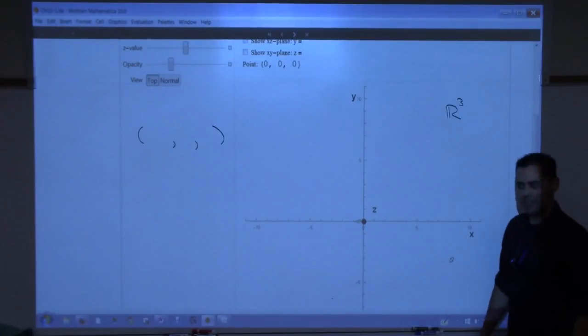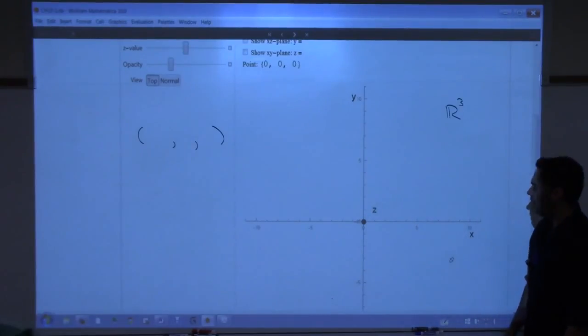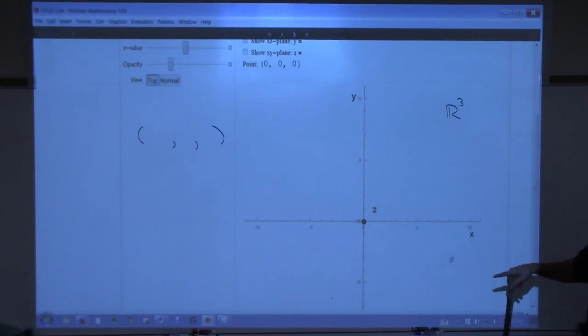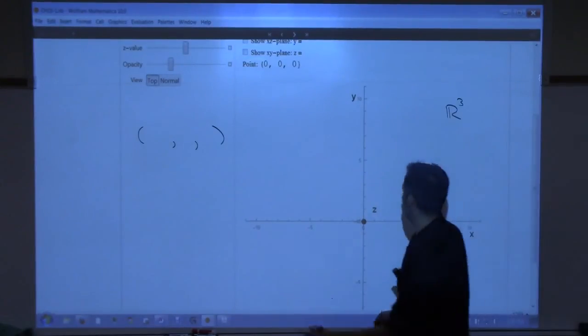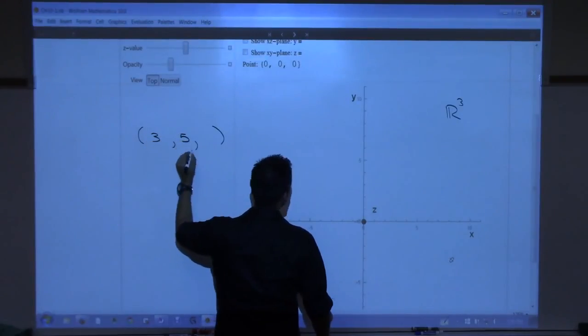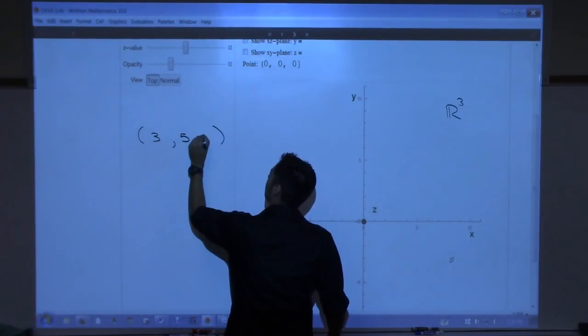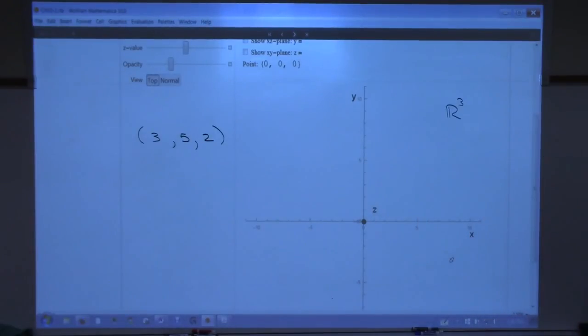Ordered triple. That's exactly what it's called. It's an ordered triple. So if you give me a couple of numbers, plug them in there, I should be able to represent that as a point in this three-dimensional space. So let's go with 3, 5, 2. How about that? Ordered triple. So how would I graph that?